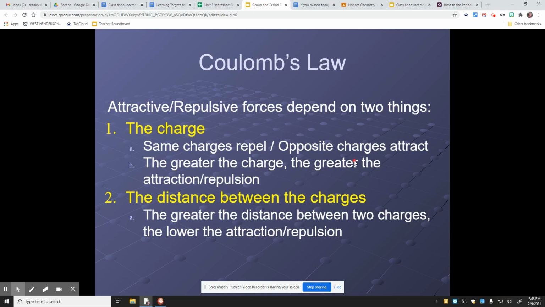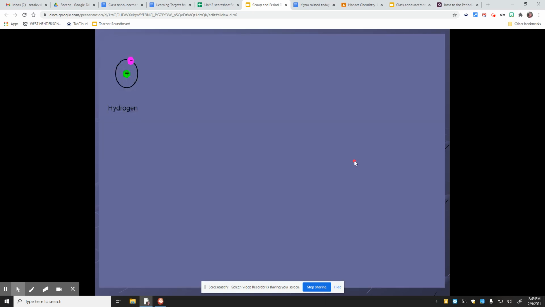All right, so Coulomb's law, you just have to remember two things. It's the charge, both what it is and how big it is, and the distance between the charges. Let's see how that plays out as we look at the first 7 elements of the periodic table. So here we have hydrogen with its one little proton, one little energy level that contains one little electron. And we have a certain amount of attraction here.